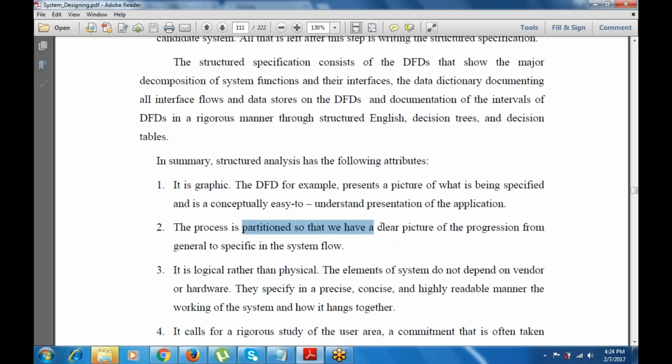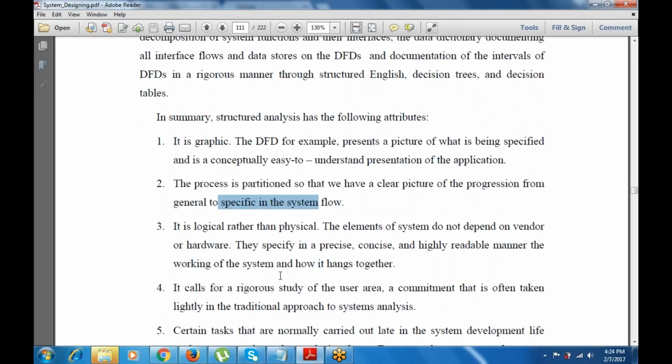Then the process is partitioned so that we have a clear picture of the progression from general to specific in the system flow, which is logical rather than physical. So DFD is a logical method rather than a physical method. The elements of a system do not depend on the vendor or the hardware, and it specifies in a precise, concise, and highly readable manner the working of the system and how it hangs together.